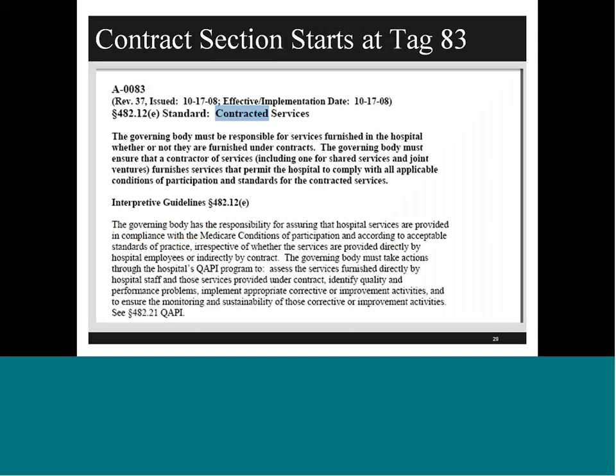So if you've never seen what a section looks like out of the CMS manual, the tag number will always be on the upper left-hand side. And the nice thing is that under every tag number, there'll be a little note about when that section was last amended.